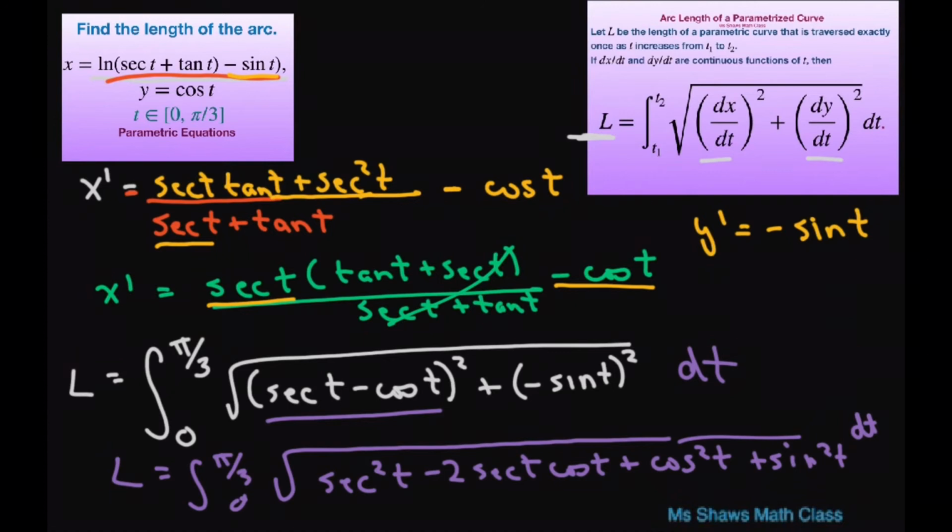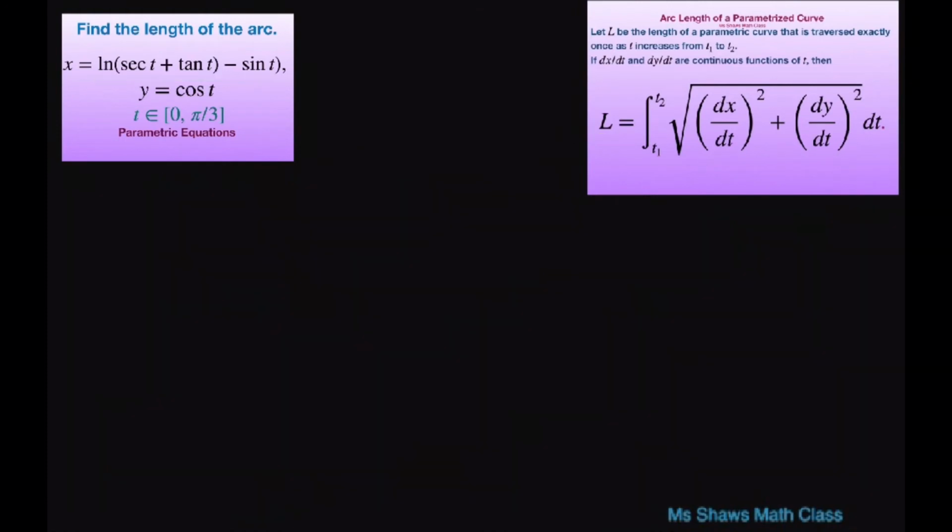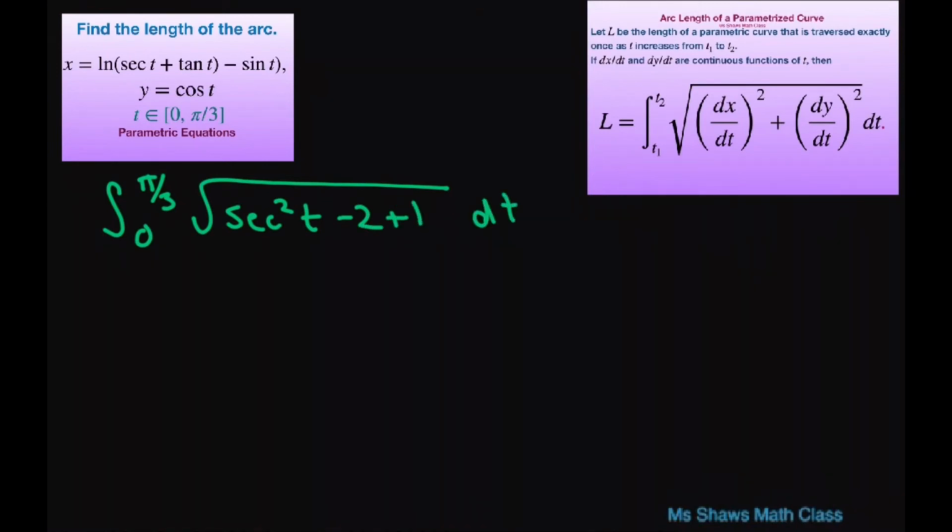Before I move on, I want us to notice something. This right here is your Pythagorean identity. This equals 1. Also, secant times cosine equals 1. So basically what we're going to have is secant squared minus 2 plus 1. So let's write that down. We're going to have the integral from 0 to pi divided by 3 of secant squared of t minus 2 plus 1 dt. This is just going to equal negative 1.